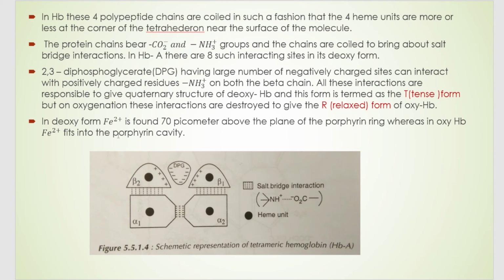And the last thing you have to know is the same thing you studied in myoglobin. In the deoxy form, what happens? Fe2+ is in a high spin state and it is bigger in size, so it is present 50 picometers above the porphyrin ring. Whereas in oxyhemoglobin, Fe2+ will be in a low spin state and its size will be smaller. Hence, it will fit into the cavity of the porphyrin ring.